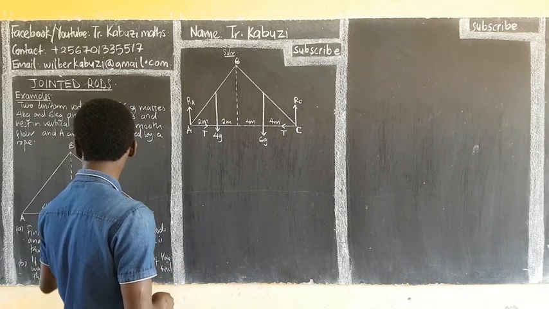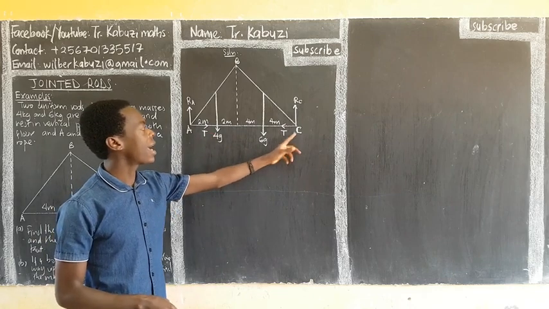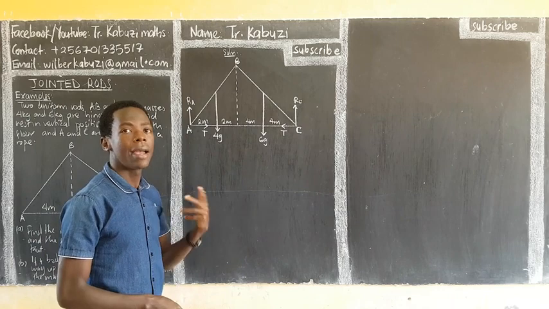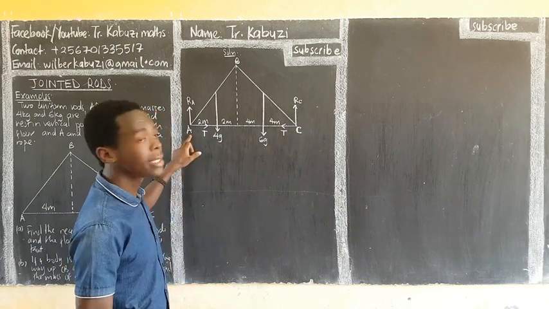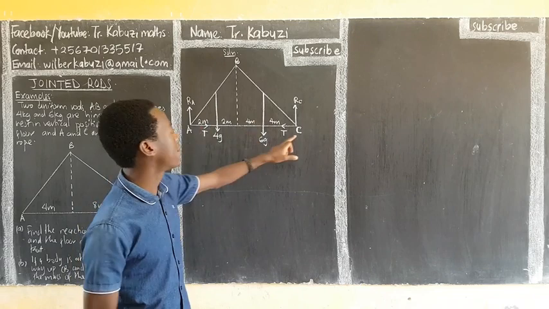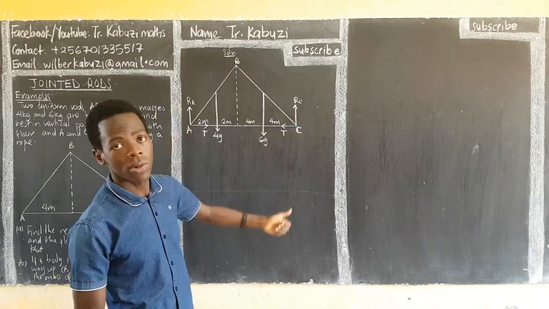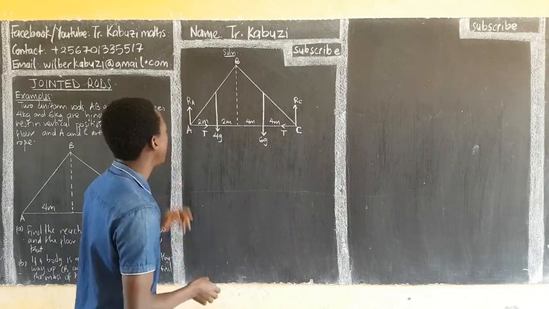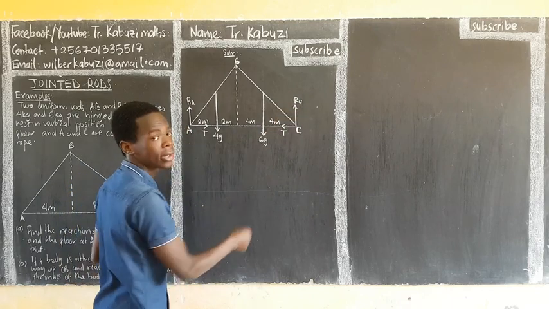So what do we do? They want us to find the reactions at A and C. You said when you want to get reactions at either A or C, you take moments. So if I want to get the reaction at C, I take moments at A. If I want to get the reaction at A, I take moments at C. Or you can take moments at A and you get the reaction at C, then you use that for resolving, and then you get the other reaction. So basically now, let me take moments at A so that I can get this reaction at C.